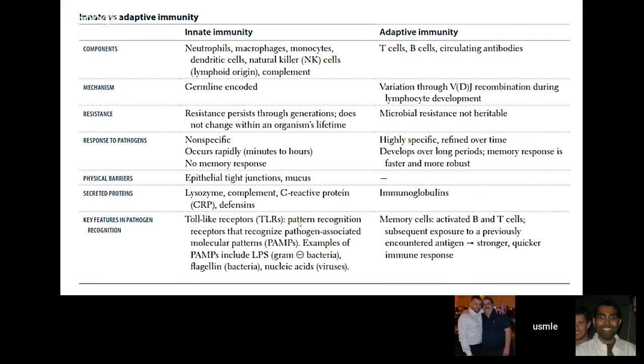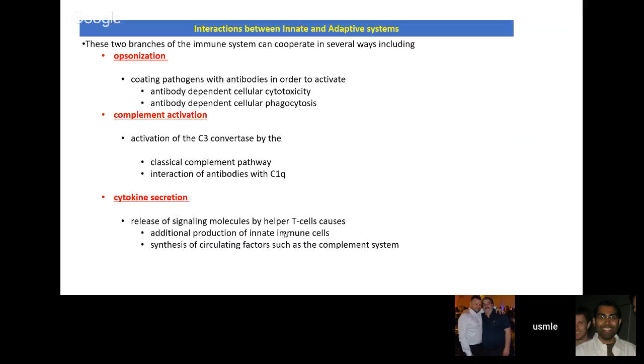The secreted proteins we talked about earlier, C-reactive protein is one of them, defensin, as the adaptive would be immunoglobulin. So for innate and adaptive interaction, you're going to have three big interactions here as cooperation between them. It's opsonization, complement activation, and cytokine secretion.